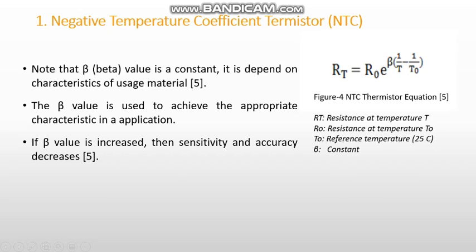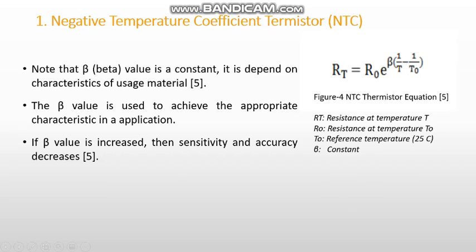Another important point about NTC thermistor is a beta value. Beta value is a constant and it depends on characteristics of usage material, and the beta value is used to achieve the appropriate characteristic in an application. Beta is increased, then sensitivity and accuracy decreases.